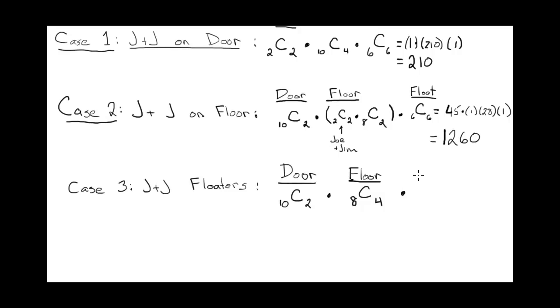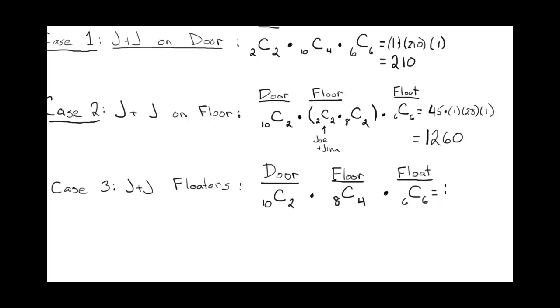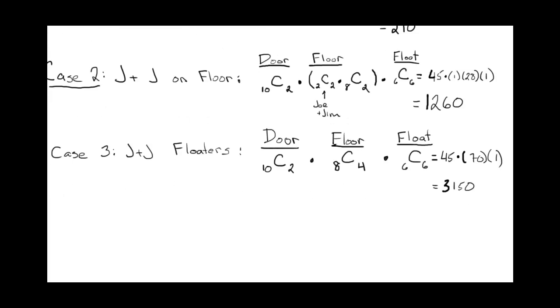We've got to put 4 people on the floor, and then to float, well, again, there's 6 people left to assign, including Joe and Jim, but we got to assign all 6. So it's just 6 choose 6. Okay, so 10 choose 2, that was 45, times 8 choose 4, which I believe is 70, times 1. So again, grab a calculator. So I've got 3,150.